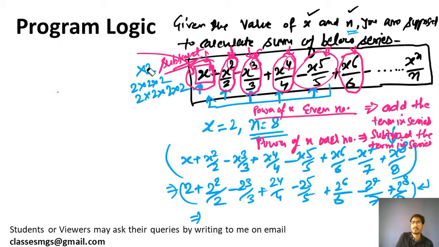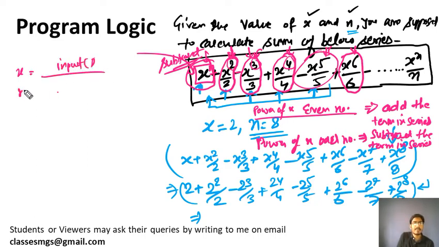Okay, so what we need to write here, just see. We need to take the value of x from the user using the input method. It may be anything, and we will take the value from the user. Now we need to create a sum variable, sum equals to some value, let's suppose 0 in this case.